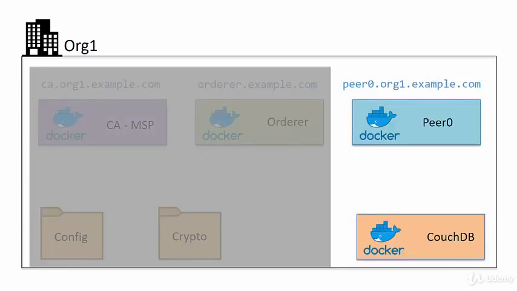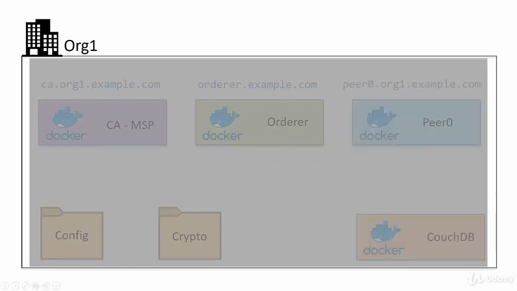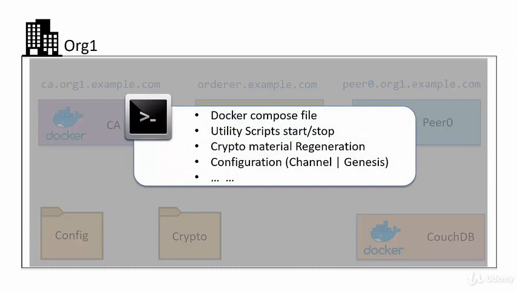Then there is an instance of CouchDB that provides the state management layer for the peer, and there is only one peer in this setup. Last but not least, there are multiple utility scripts that are available for managing the development environment. I will cover some of these scripts in later lectures.